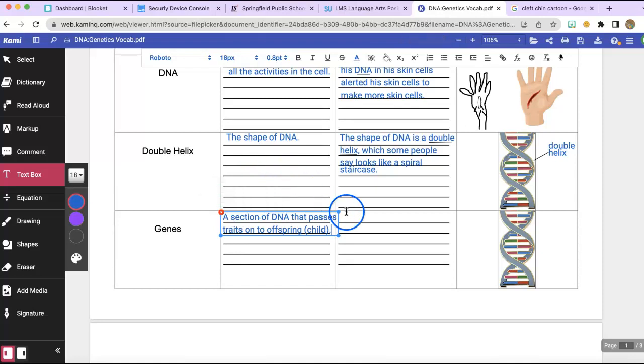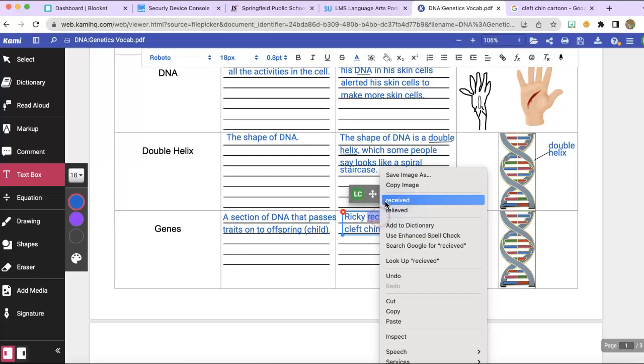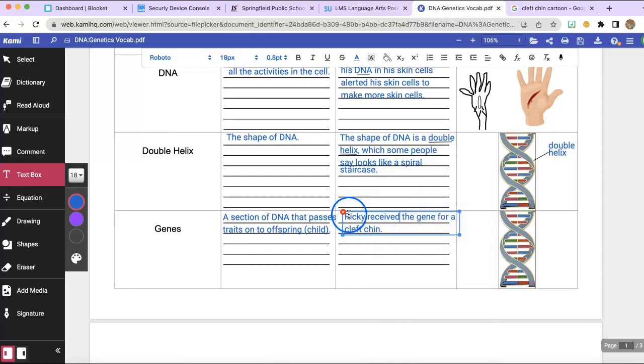So let's go on to the sentence. Let's see. Another one of my family members. Oh, Ricky. Everyone knows someone named Ricky. Ricky received the gene for a cleft chin. Period. Going to make sure it's spelled correctly. I got a capital R for Ricky and I got a period in there. And, of course, as you know, our picture has to match our sentence.